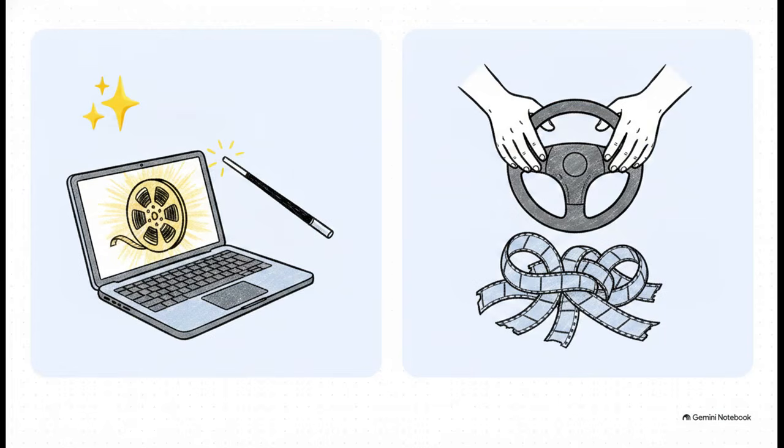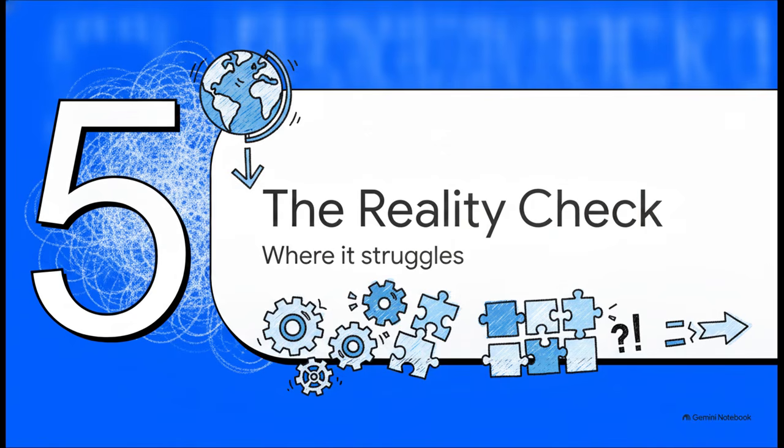But as you might expect, the allure of total automation often clashes pretty hard with reality. The promise is incredible. You type one simple prompt and the supercomputer AI agent writes the script, sets all the cameras, and delivers a perfect 30-second commercial. The reality, however, is that handing over the steering wheel entirely often results in a massive loss of creative control, which leads to awkward, totally unusable outputs. And that brings us right into Section 5, the reality check.